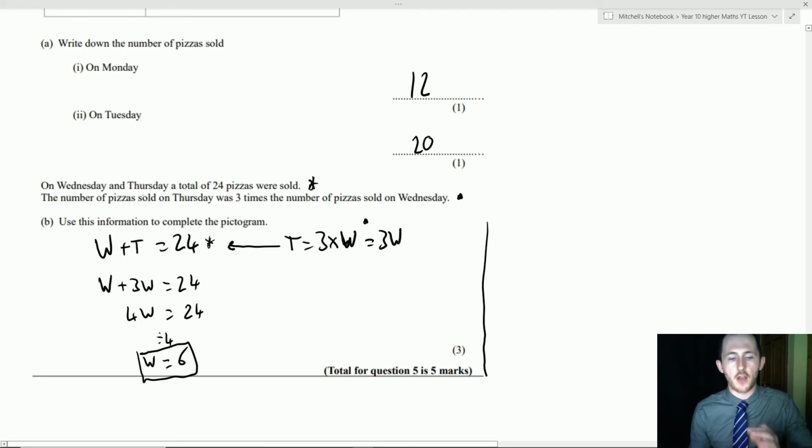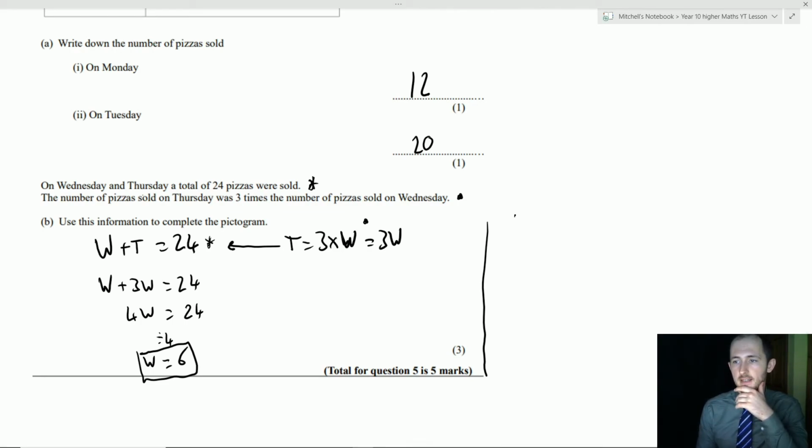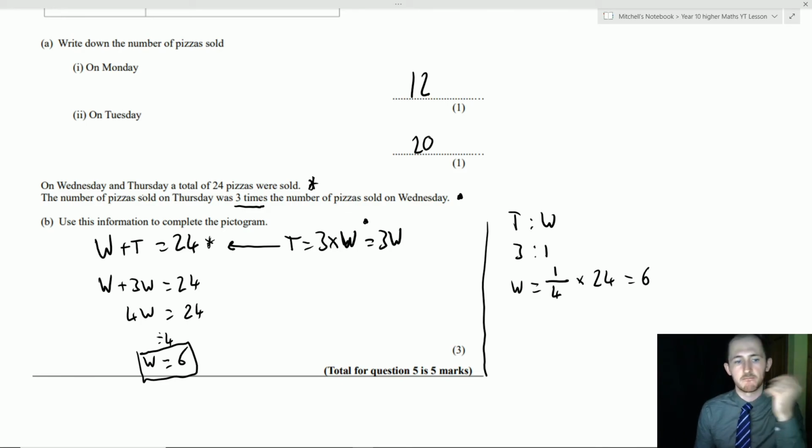The other way is to use ratios. So the ratio of Thursday to Wednesday is 3 to 1 because it's 3 times on Thursday than it is on Wednesday. So all you do there is change it into a fraction. So for Wednesday, it would equal 1, because you take the 1 from Wednesday, over the total, which is 3 plus 1, which is 4, and you times it by the total number of pizzas. A quarter of 24 is 6. Same way, same thing. So you have 2 different ways. I'm going to give you about 10 seconds to ask any questions about those 2 methods.